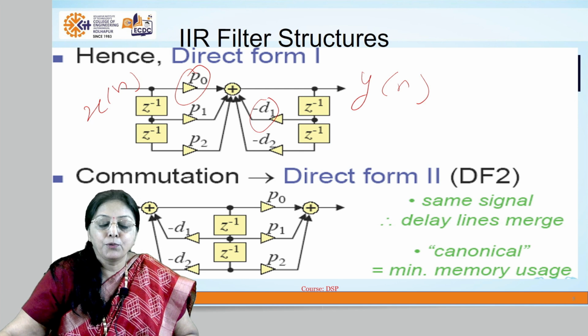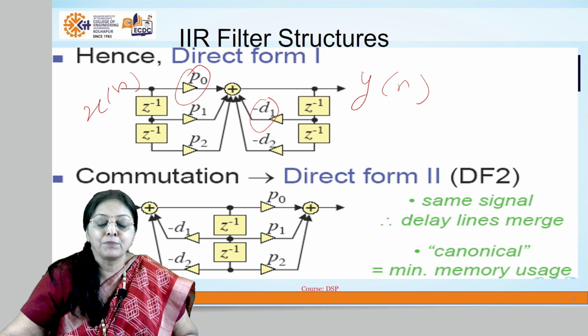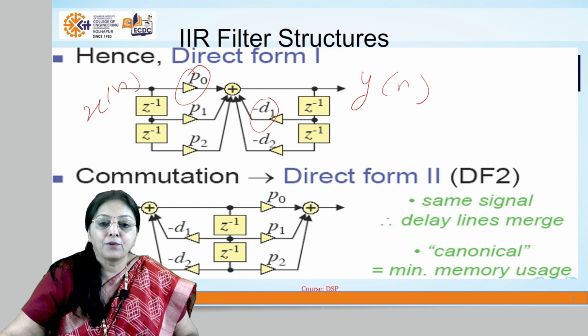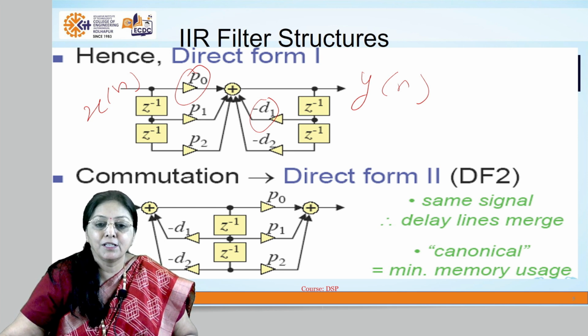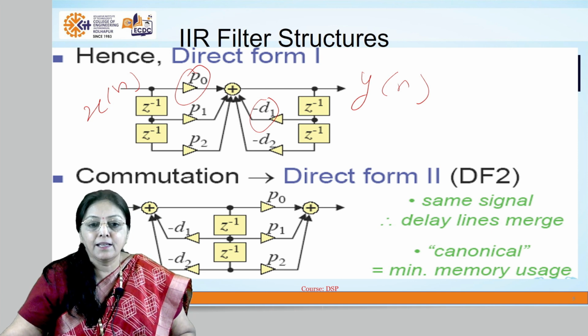In direct form 2, we are going to minimize the circuit, that means we minimize the delay components, making it half of the delays. Because of that, direct form 2 realization is mostly preferred for the design of the IIR filter.